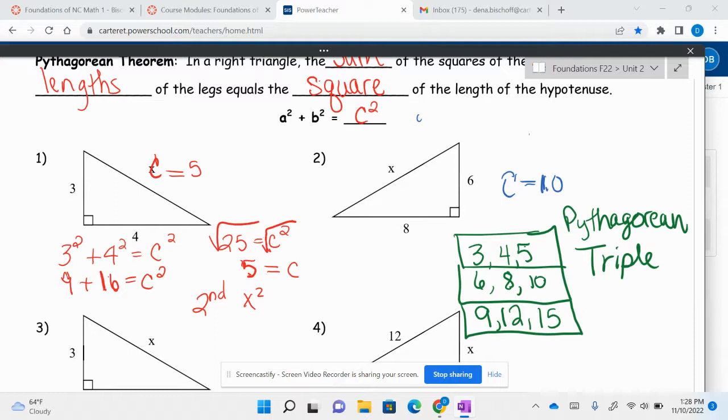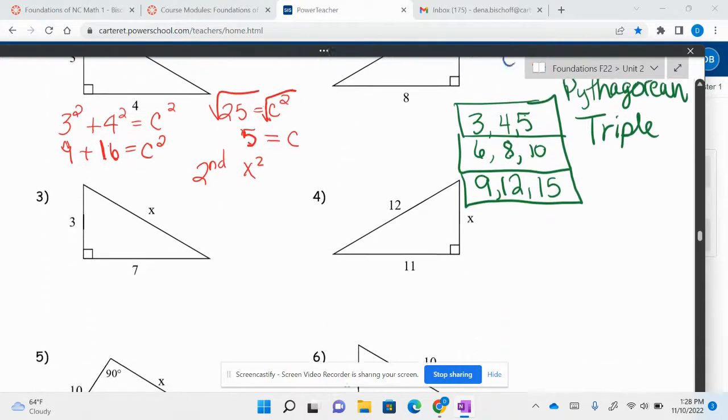And it just keeps going on and on. And that's true of any Pythagorean triple. That's why they're so cool. So not only does the Pythagorean triple work, but any of its multiples. Okay. Let's look at example number 3.